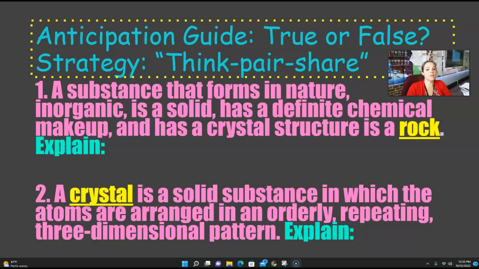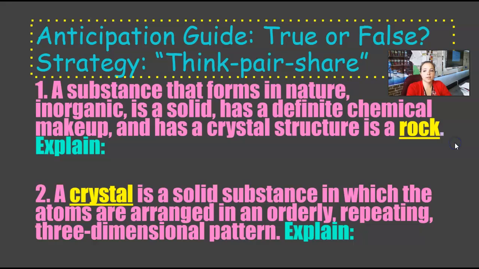A substance that forms in nature, inorganic, is a solid, has a definite chemical makeup, and has a crystal structure, is a rock. True or false? Number 2, true or false? A crystal is a solid substance in which the atoms are arranged in an orderly, repeating, three-dimensional pattern. True or false? All right.